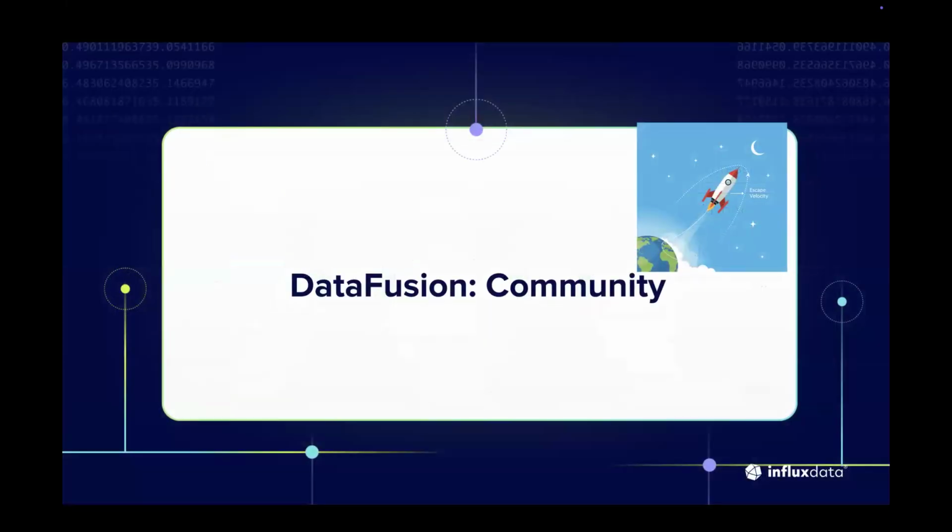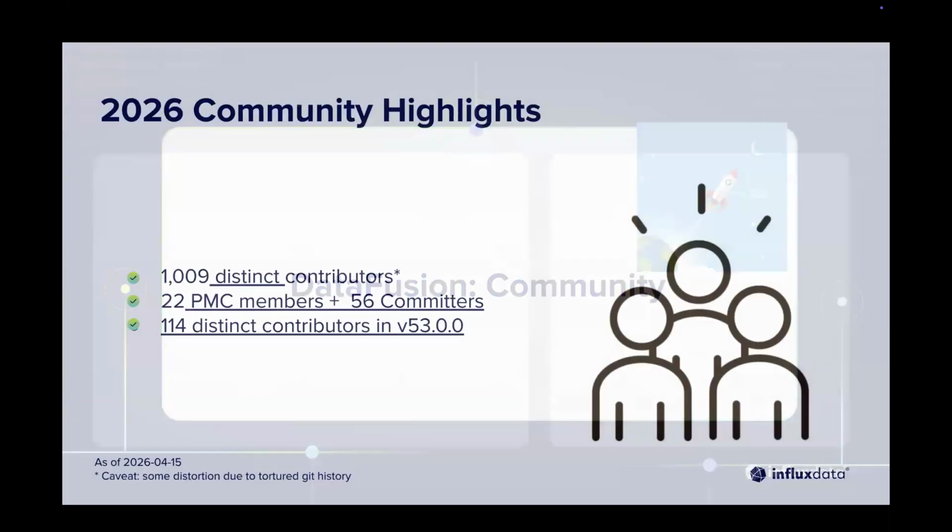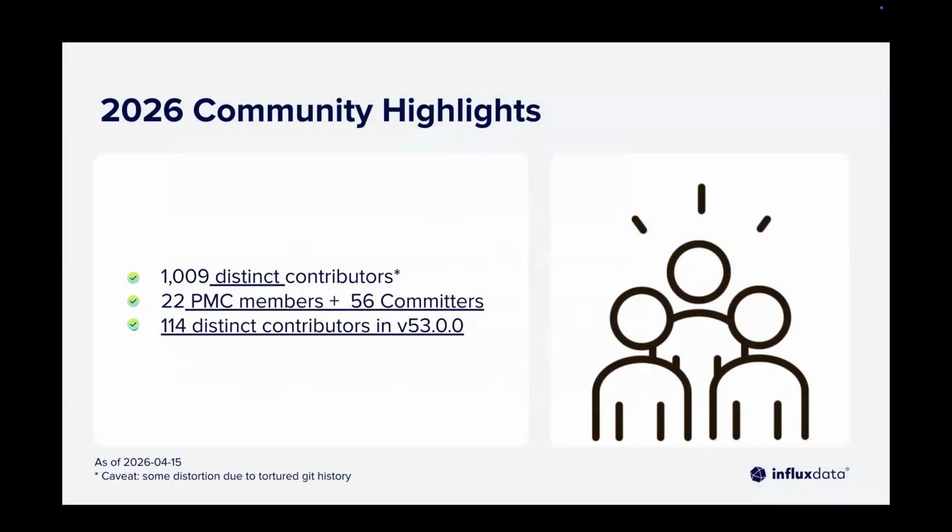All right, so now, because I have 7 minutes left, I'm going to rip through and talk briefly about community, right? What does it actually mean? So there are 1,000 distinct contributors. It's probably more like 800 if you deal with the tortured Git history, but that's a lot of individuals who've contributed to this thing over the course of the years. We currently have 22 people on the sort of governance committee.